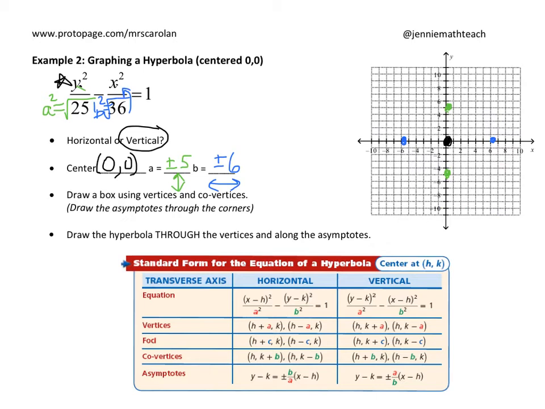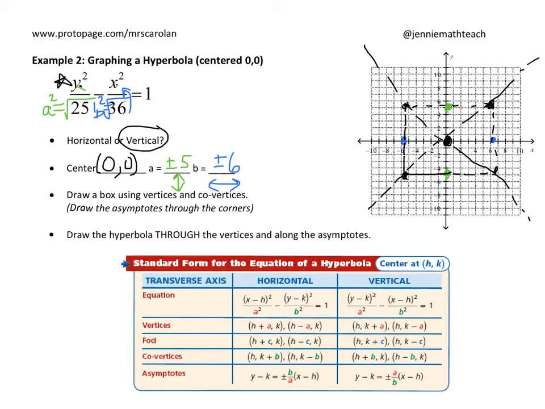And now here comes the fun part. Of course, I think it's fun. We are going to connect those dots with a box. Try to make a dotted line. And once you have that, you're going to connect the corners of the box like that. These are going to be our asymptotes. They're going to be our guide to where we draw the hyperbola. So once you have that all set up, now it's time to draw the hyperbola.